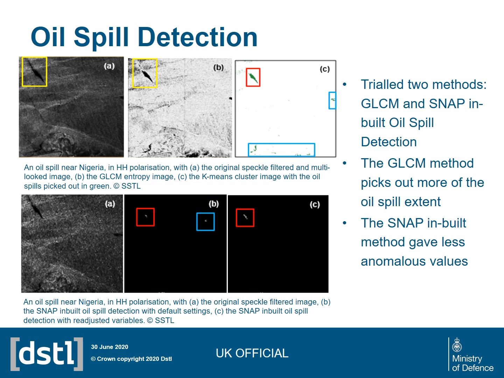other method used. This second method was the SNAP inbuilt oil spill detection feature, which uses thresholding to identify likely pixels, and then clusters these based on the area covered by neighbouring pixels. This led to a reduction in anomalous pixels, but the full extent of the oil spill was not defined.